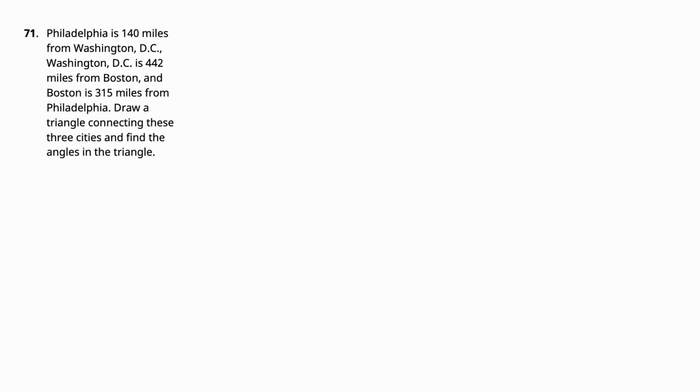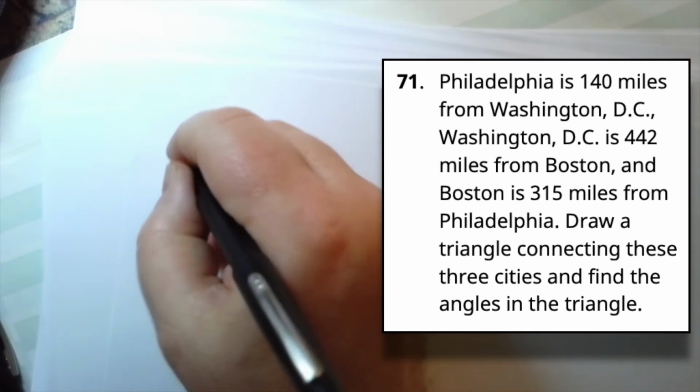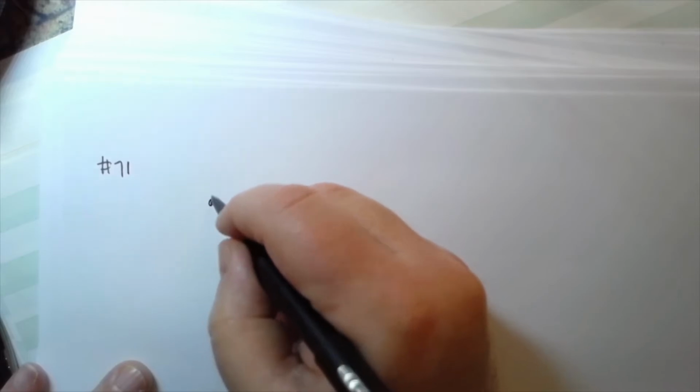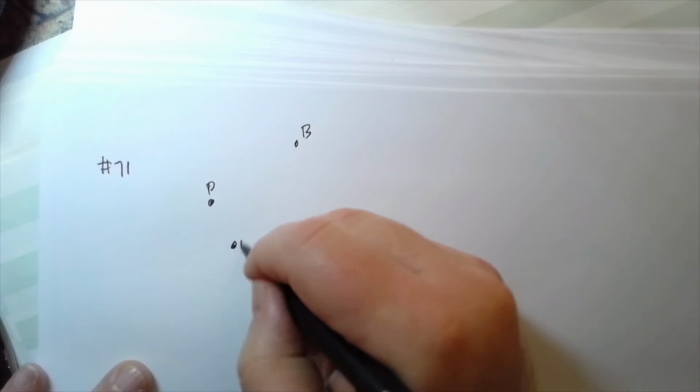This is one where we have the sides and we want to find the angles. Alright, number 71. Philadelphia is 140 miles from Washington, D.C. Washington, D.C. is 442 from Boston, and Boston is 315 from Philadelphia. Draw a triangle connecting these three cities and find the angles in the triangle. So let's draw our fake little picture here, but here's Philly, here's Boston, here's D.C.